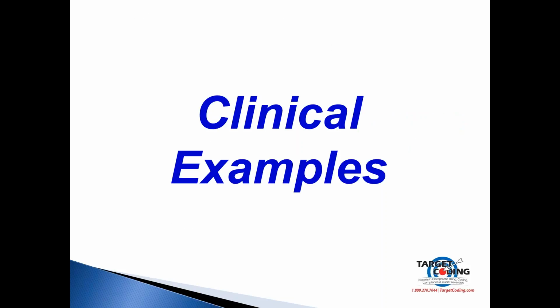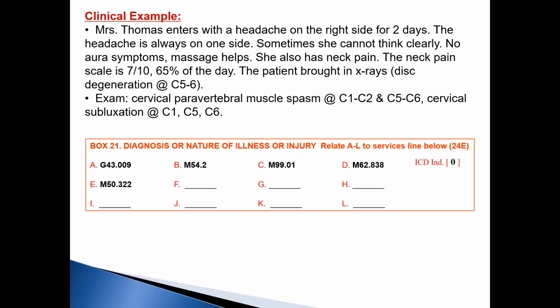Now, let me give you a couple of clinical examples. Here, Mrs. Thomas enters with a headache on the right side for 2 days. The headache is always on one side. Sometimes she cannot think clearly. No aura symptoms. Massage helps. She also has neck pain. The neck pain scale is 7 out of 10, 65% of the day. The patient brought in x-rays, and the x-rays show disc degeneration at C5, C6. You do an exam. You find spasm in the cervical region and subluxation.